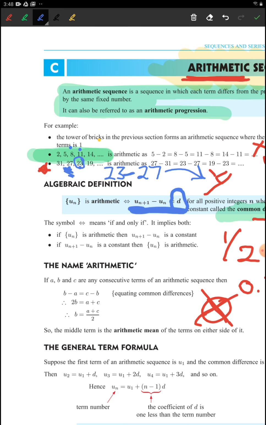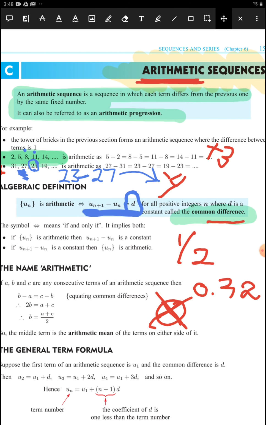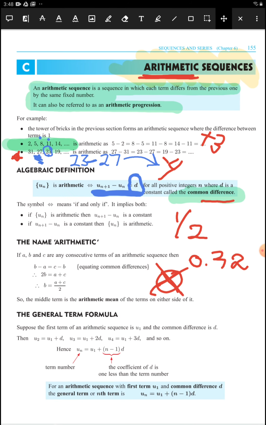And most of the time, you can look at them and just know. So that's just how to find the common difference. And again, it's labeled as D, D for common difference, right?